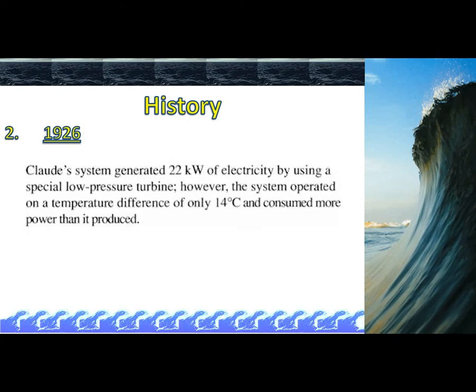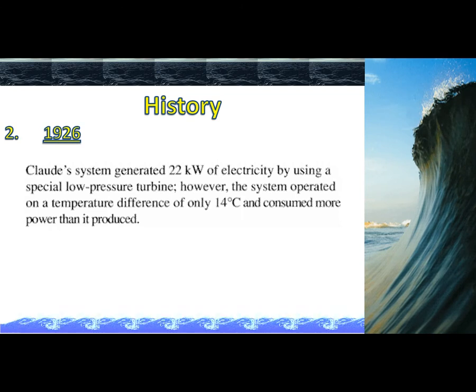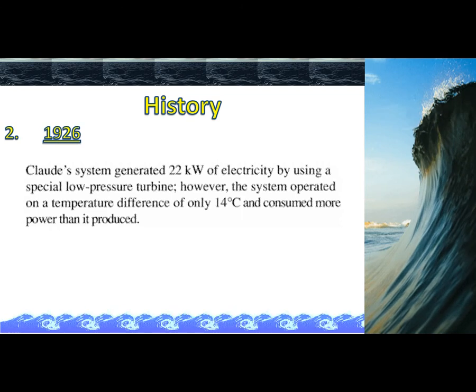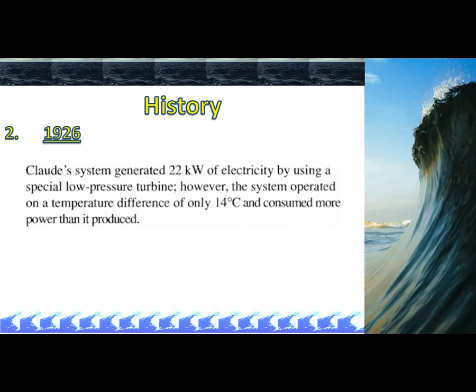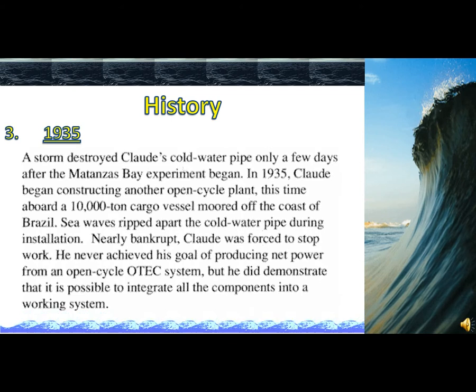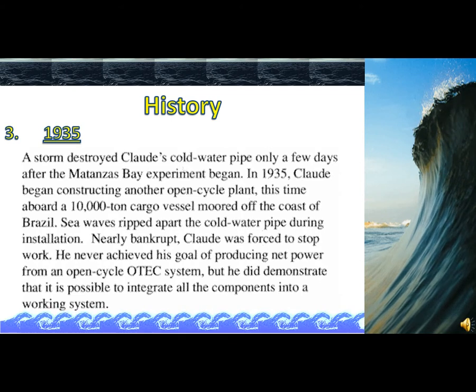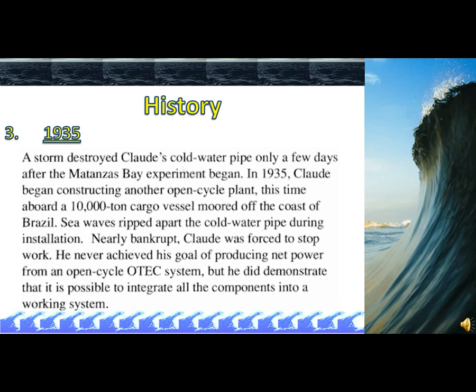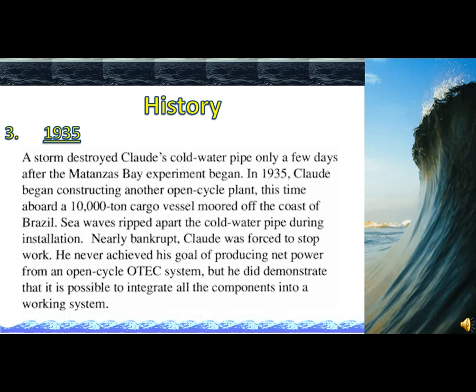In the same year, Claude's system generated 22 kilowatts of electricity by using a special low-pressure turbine. However, the system operated on a temperature difference of only 14 degrees Celsius and consumed more power than it produced. Unfortunately, in 1935, a storm destroyed Claude's cold water pipe only a few days after the Matanzas Bay experiment began.